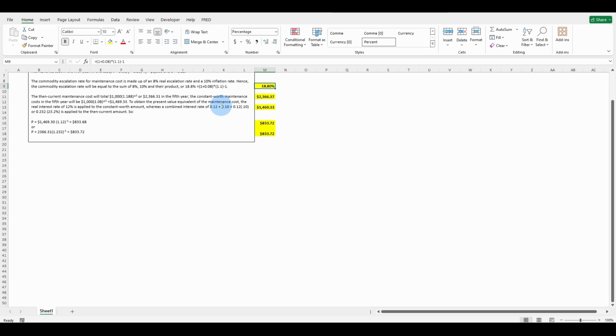Here's the formula. The then current maintenance cost will total 1,000 times 1.188 to the 5th year, or 2366 and some change. The constant worth maintenance cost in the 5th year is 1,000 times 1.08 to the 5th year.